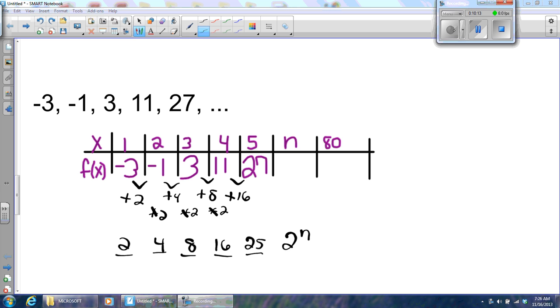Yep, I have a silly mistake right here. 2 to the fifth power, I've been teaching middle schoolers too long, is 32, not 25. Yeah, sorry about that. Okay, all right, now this looks a lot better.